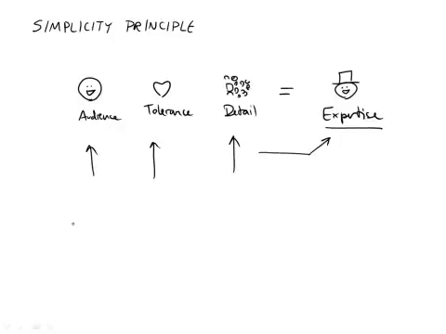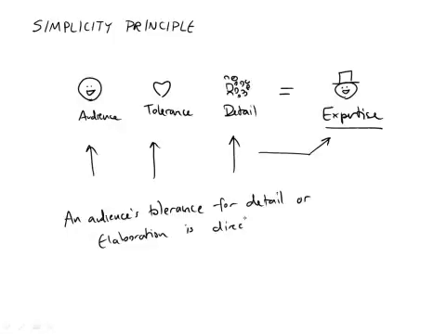Let's just make the statement to show the difference between writing something down and drawing it out. An audience's tolerance, write this along with me. This is a good one to write down too. An audience's tolerance for detail or elaboration is directly proportional to their expertise.